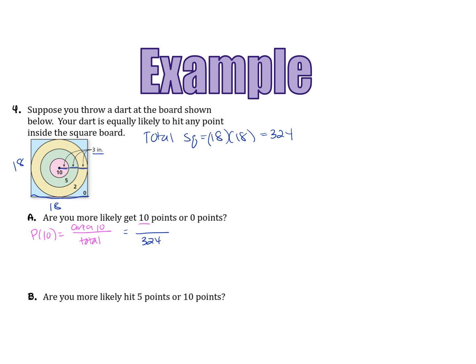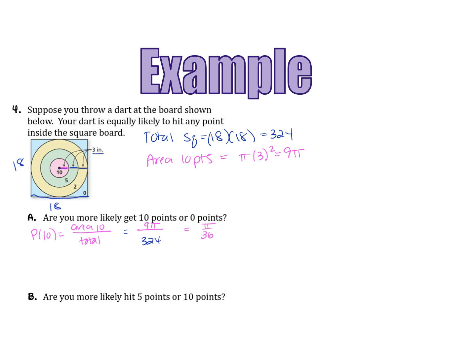The numerator for the area of 10 is just the area of this reddish pink circle here. So this has a radius of 3, so I'm going to say the area of 10 points is the area of a circle, which is pi r squared. In this case, pi times 3 squared, which is 9 pi. So the area of the 10-point section is 9 pi out of the total area of the dartboard, 324. And this is going to simplify to be pi over 36.